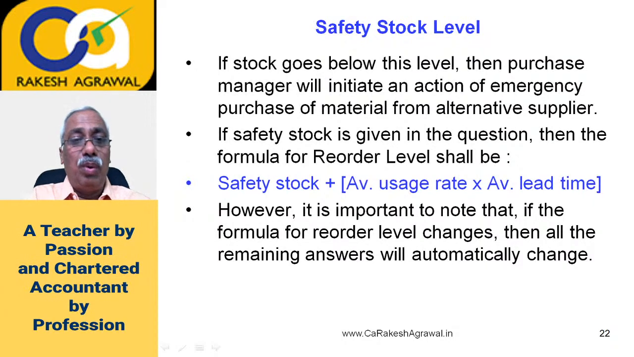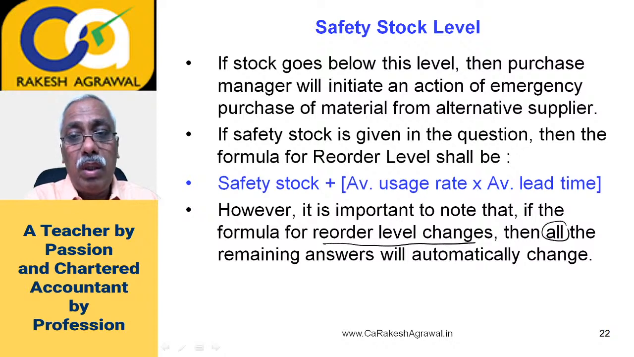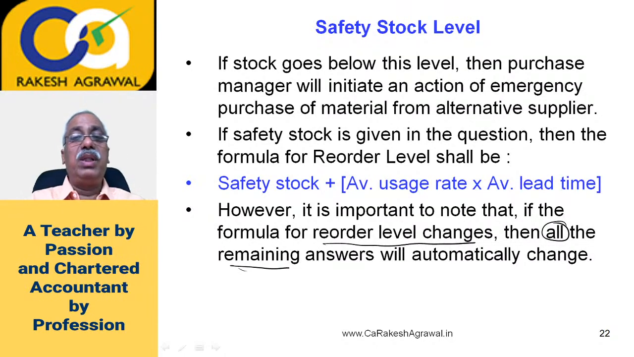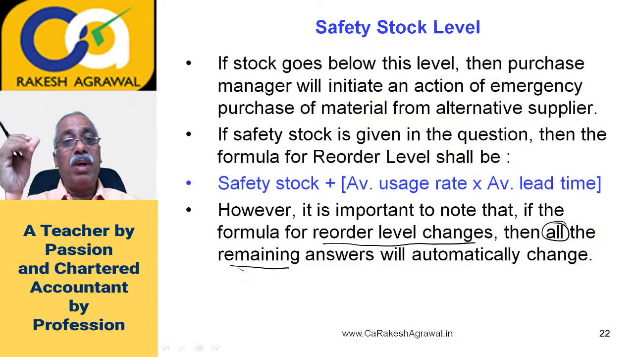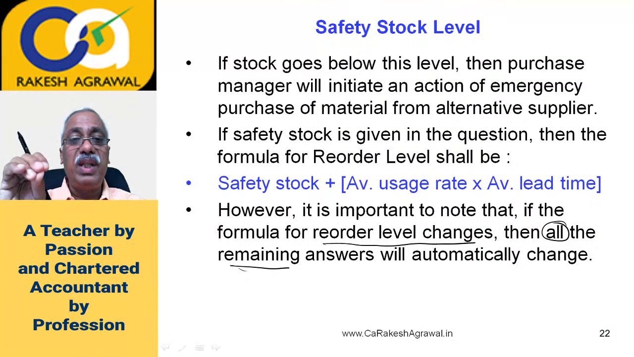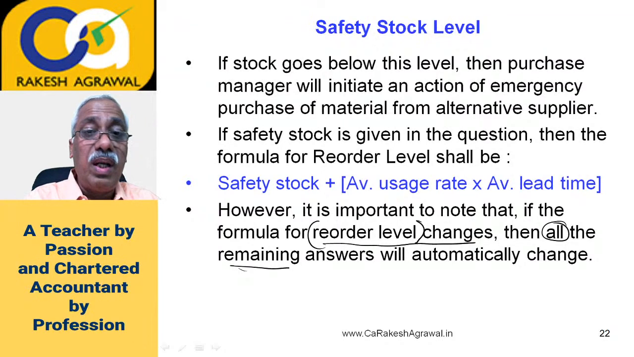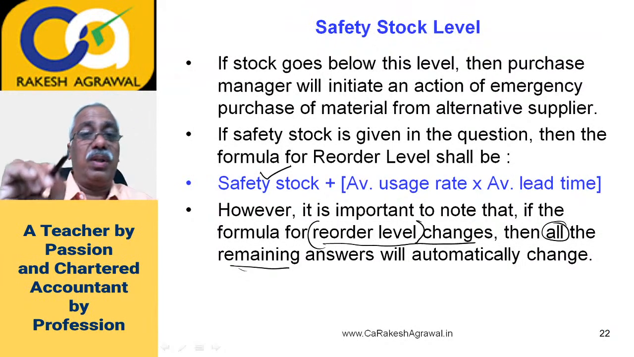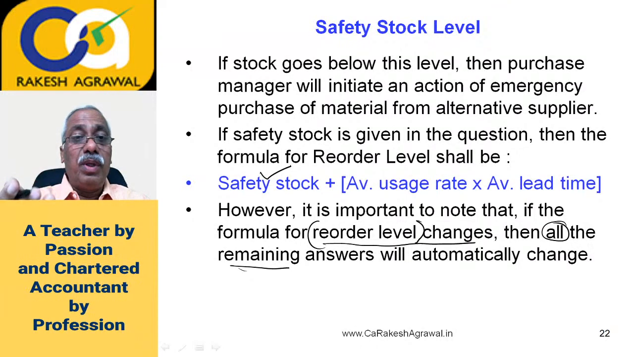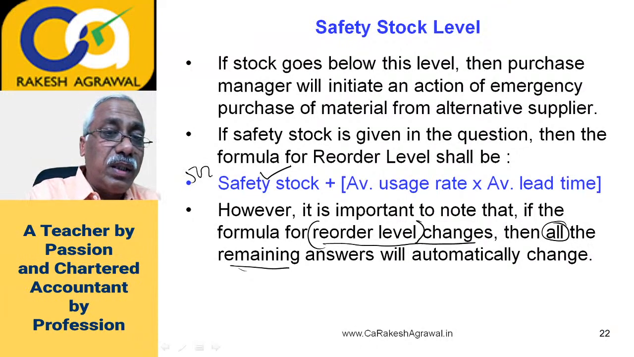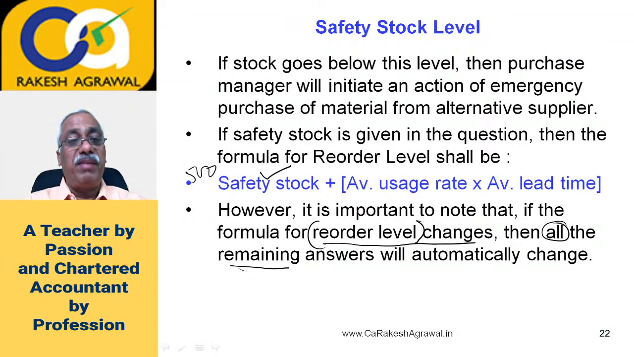However, it is important to note that if the formula of reorder level changes, then all the remaining answers or remaining formulas will automatically change. If you remember, while calculating minimum level, we had used the answer of reorder level. While calculating maximum level also we had used the answer of this reorder level. And now reorder level is calculated using safety stock. So suppose safety stock quantity is 500 kg. Then your reorder level answer has jumped by 500 kg. And as reorder level has changed, all the remaining answers will automatically change.